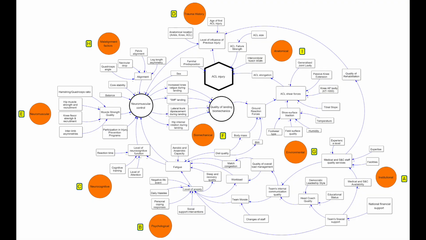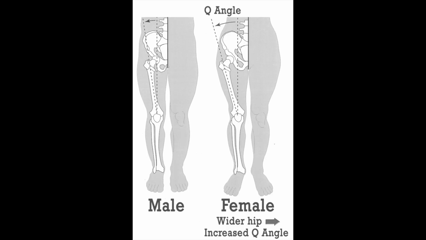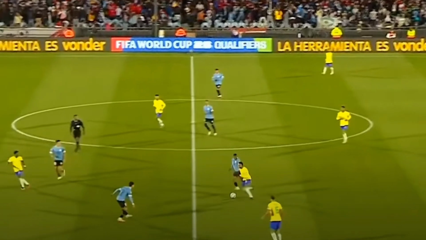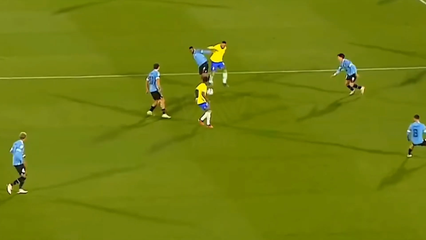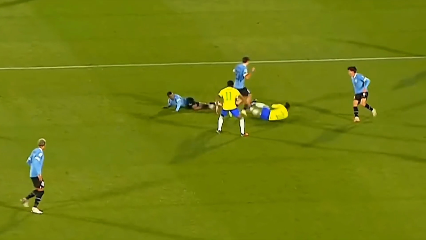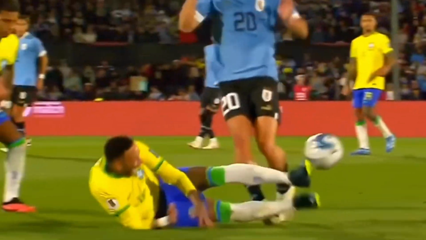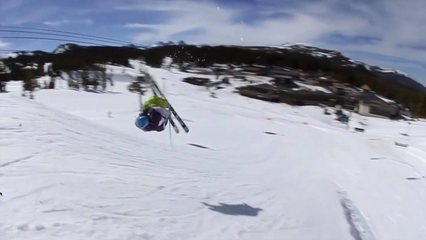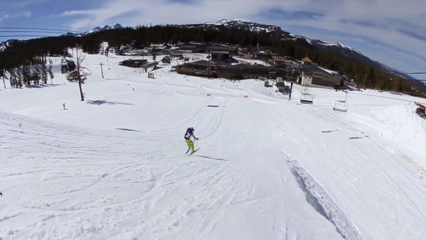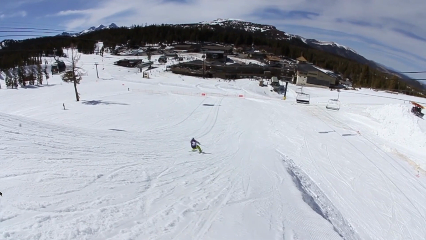Some internal risk factors include previous lower extremity injuries, genetic predisposition, gender, with women being more predisposed, hormonal status at the time of injury, an increase in body mass index, neuromuscular deficits, biomechanical abnormalities, anatomical malalignments, and unique anatomical influences. Some extrinsic risk factors include surface conditions, weather conditions, footwear, and level of competition.